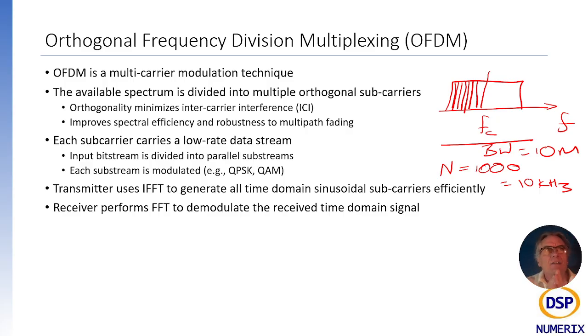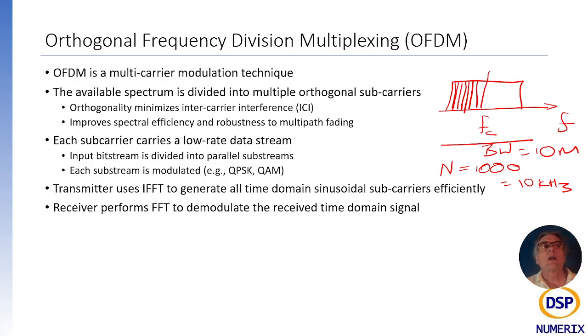Each of those carriers is orthogonal. In other words, any variation on one of those carriers, fading, any kind of interference, will not directly impact adjacent subcarriers.